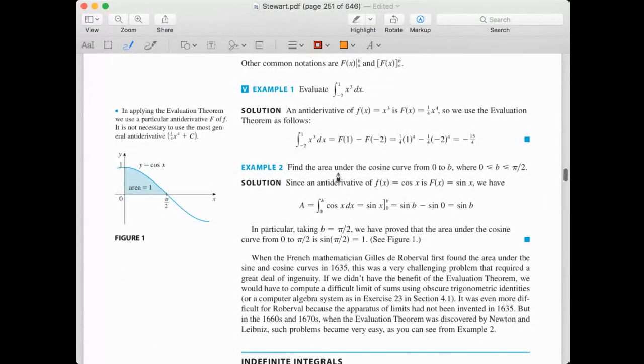Okay, this is saying find the area under the cosine curve from 0 to b. Let's say b is in the middle of 0 to pi over 2. So the cosine function goes this way, symmetric about the y-axis. Cosine 0 is 1, cosine pi over 2 is 0. So we have this kind of shape. And let's say b is somewhere in the middle of 0 to pi over 2. We want to find the area from 0 to b.